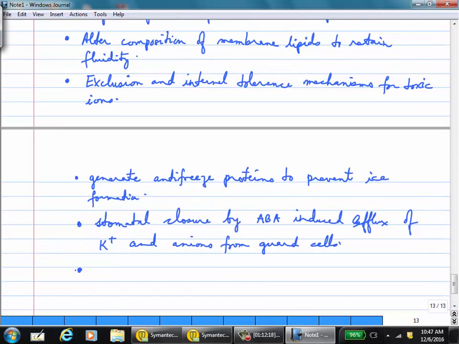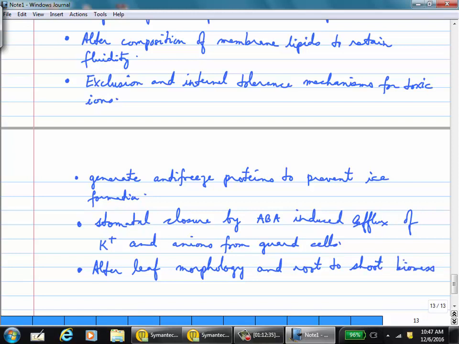Then the plants can also alter leaf morphology and root to shoot biomass ratio, which I mentioned earlier. If there's too much light, the plant can alter the shape of the leaf so that the area is smaller. Shoot to root biomass ratio, if the nutrients are limited, then the roots need to grow more in search of those nutrients, water and so on.